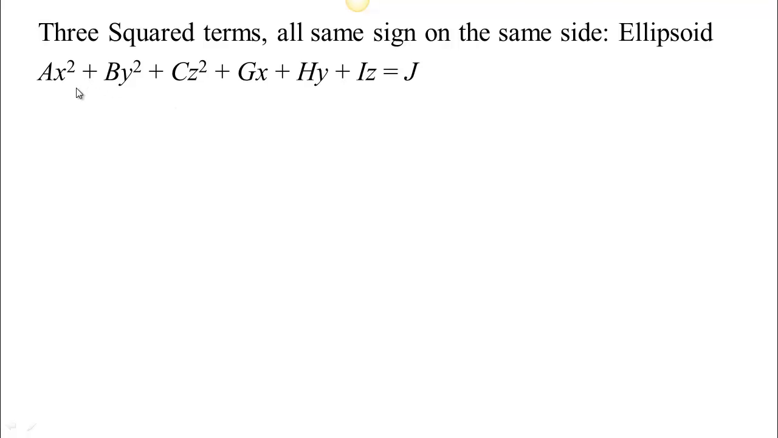So if you have your basic quadratic equation here, and all three of the squared terms are present, then there's one of two cases. It's either going to be an ellipsoid or a hyperboloid. So again, if you have all of these square terms, then the linear parts can be absorbed by completing the square. So we're really talking about a situation that looks like this. We've got ax squared plus by squared plus cz squared equals j.